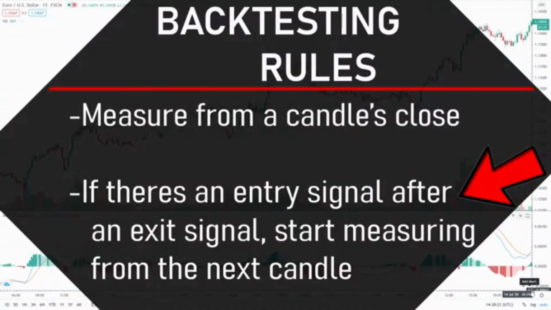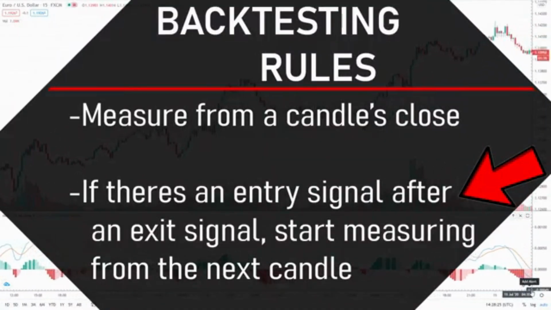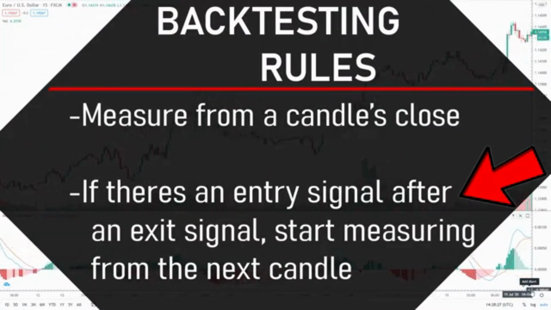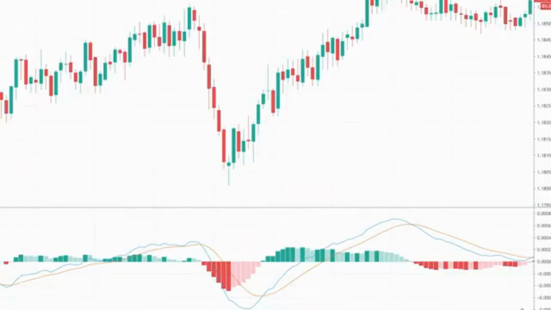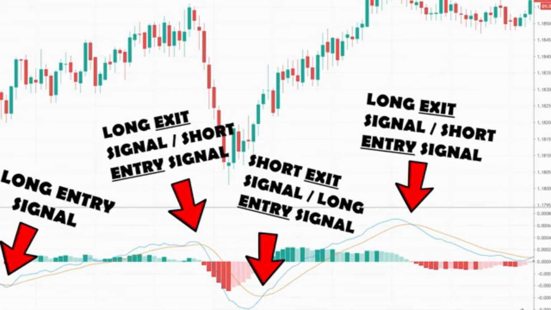The next rule is that if my entry signal appears immediately after my exit signal, I'm going to enter at the next candle. So what do I mean by this? Because our exit strategy is waiting for the MACD to cross over, there are often times where the MACD displays an entry signal right after it displays an exit signal, as shown here. If this happens, I'll start measuring at the next candle's close.